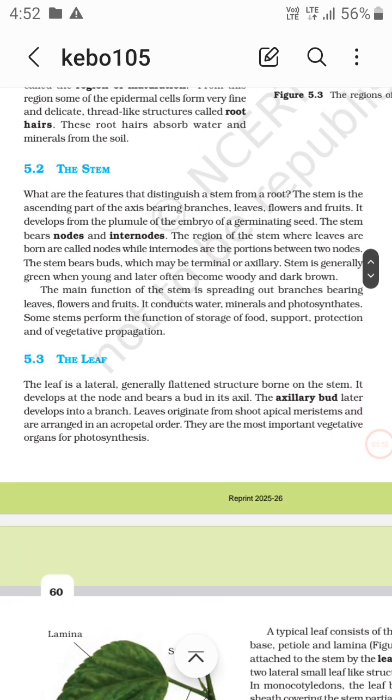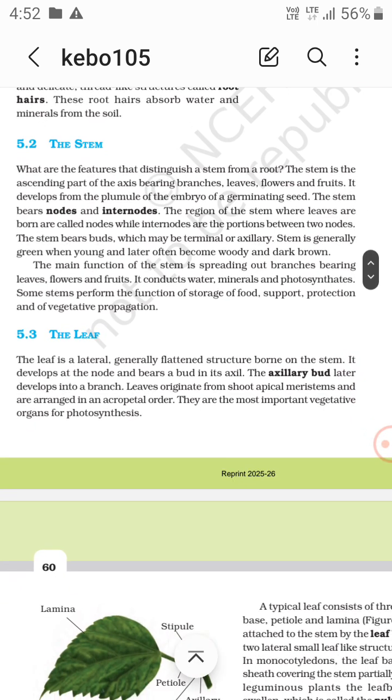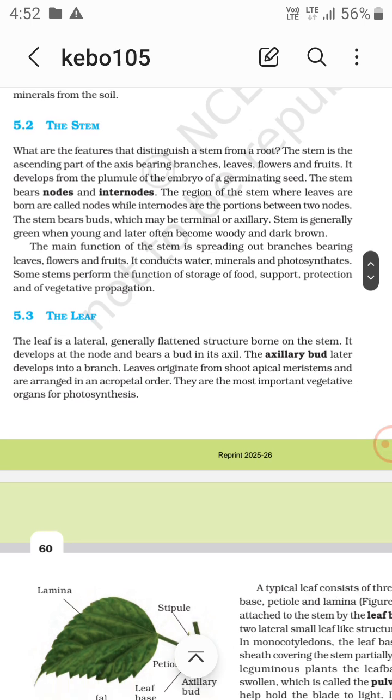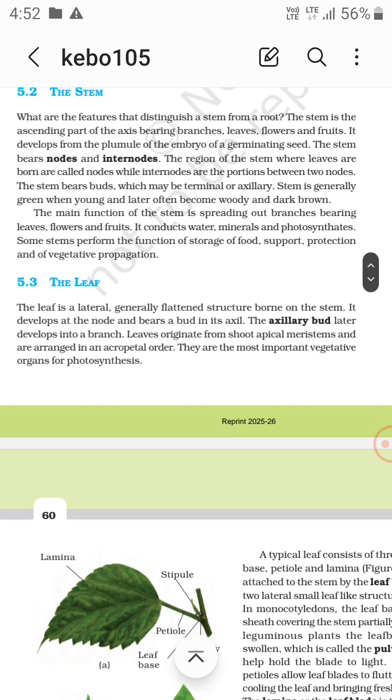Now the stem. The stem is the ascending part of the axis, bearing branches, leaves, flowers, and fruits. The stem bears nodes and internodes. The region of the stem where the leaves are borne is called a node, while internodes are the portions between two nodes.